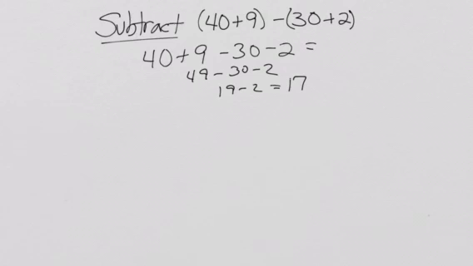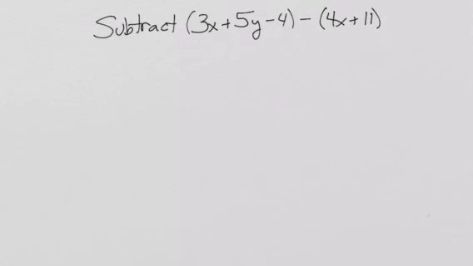Is that even right? Well, let's check it out. 49 minus 32 is 17. You're saying, well, why did you do it that way? Let's look at our next problem. It's a little bit different. So we're going to do 3x plus 5y minus 4. And then right here, we're going to add the opposite.